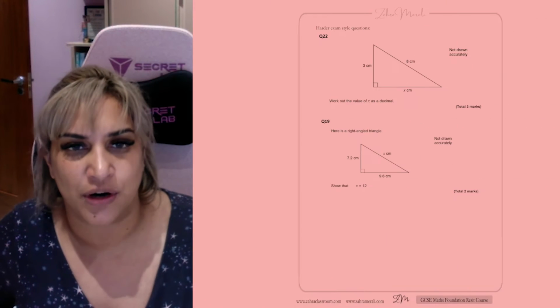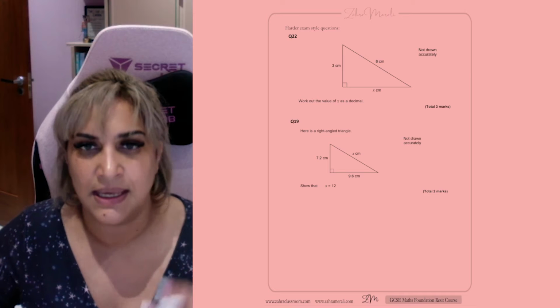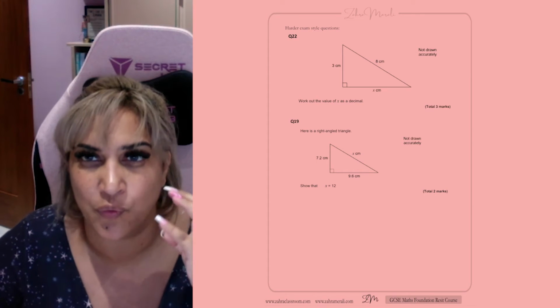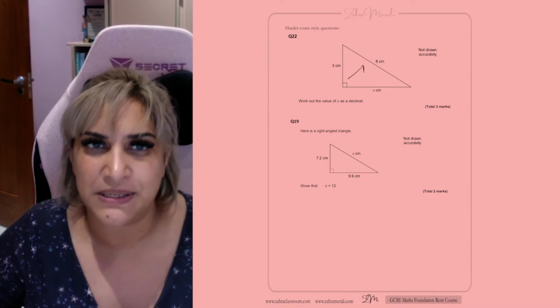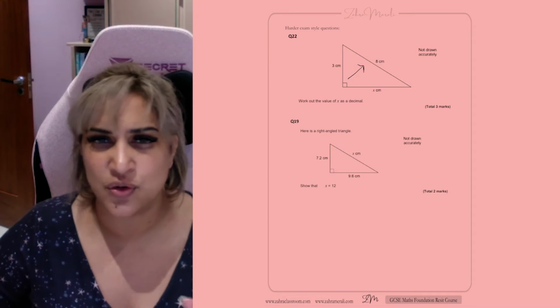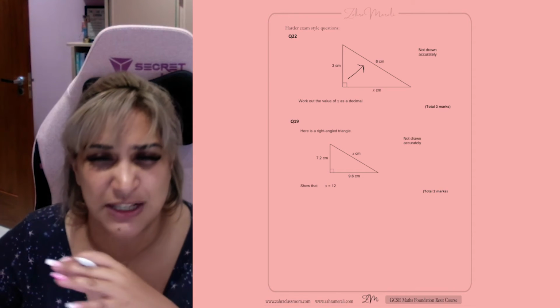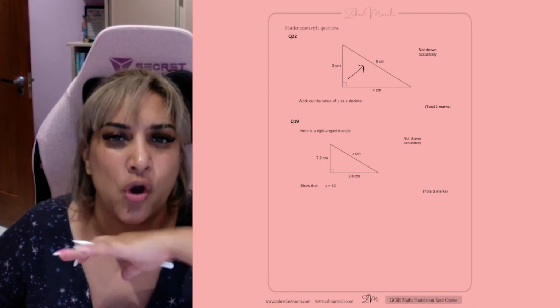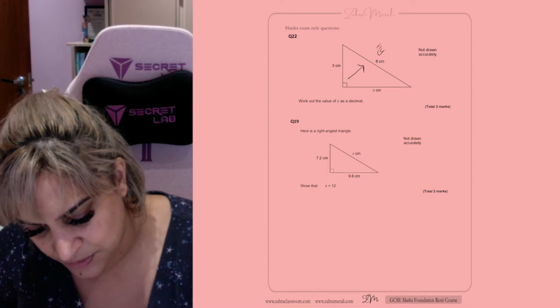So here we've got a triangle and we've got to work out one of the sides. Now, whenever we think of a right angle triangle, we look at the side that's opposite the right angle. Now that's called the hypotenuse. So that's always called the hypotenuse. It's always opposite. It's always the longest side. So can you see 8 is longest? So this is the hypotenuse.